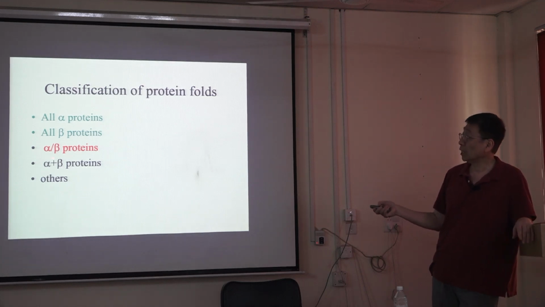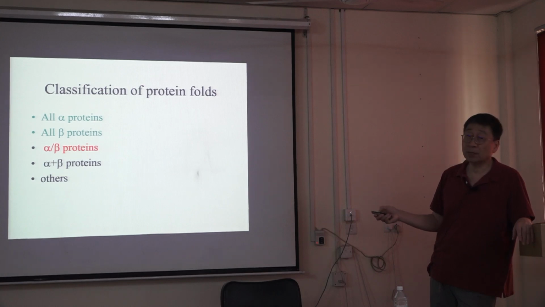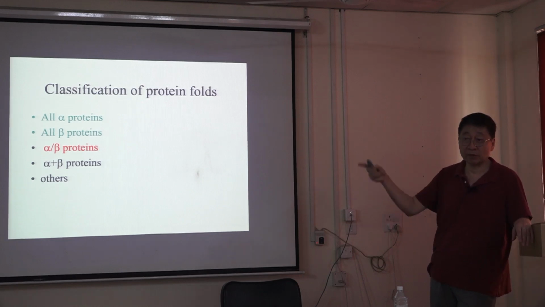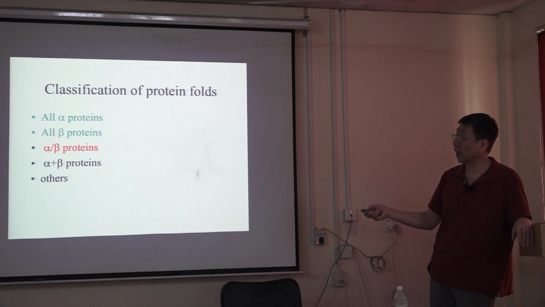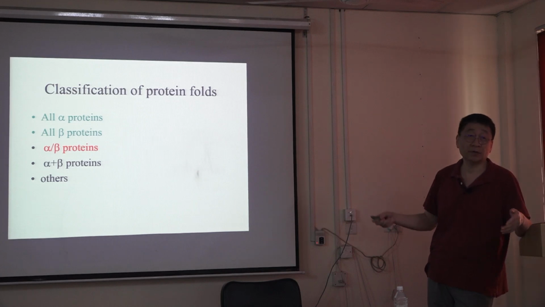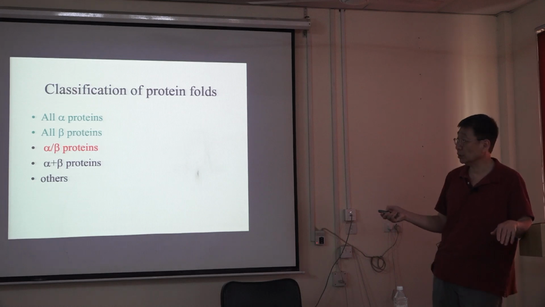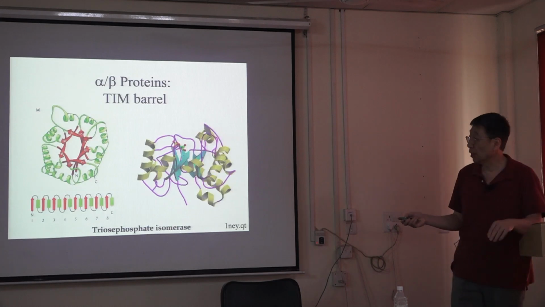And then let's talk about alpha/beta proteins. Alpha/beta means the alpha and beta follow a pattern. So alpha followed by beta, followed by alpha, followed by beta. In comparison, alpha plus beta means there's alpha, there's beta, not in any specific pattern. So this will cover almost all the proteins, if you will. So I'll show you a couple examples of alpha/beta proteins, important ones.